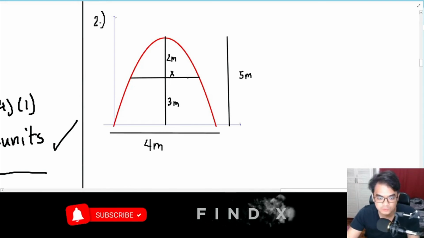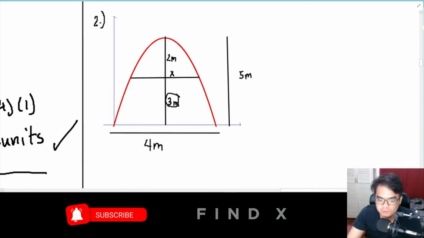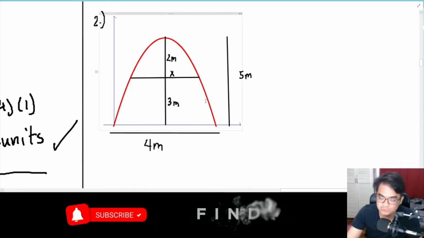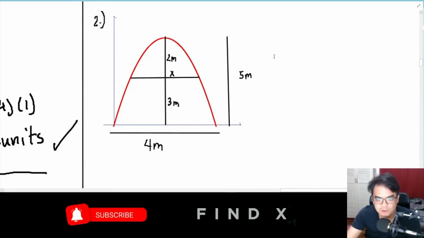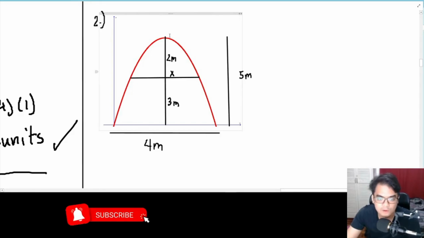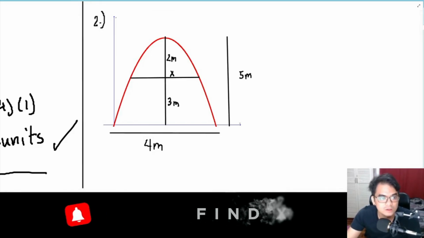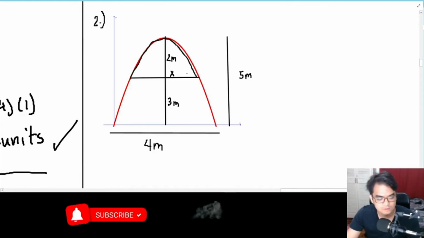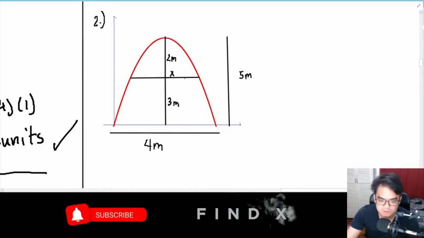So what we will be using here is the square property of the parabola. So take note that we will not be using the 3, because what we need to use is the height of the two parabolas. So as you can see, the first parabola is the whole parabola, which has a height of 5 meters, and the second parabola will be this one. Okay? So the height is 2 and the base is x.